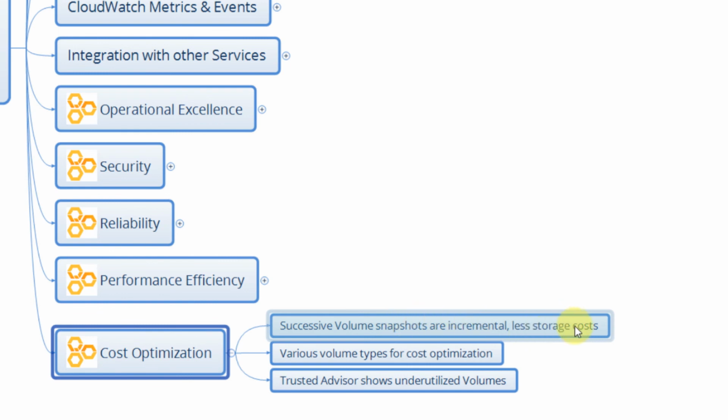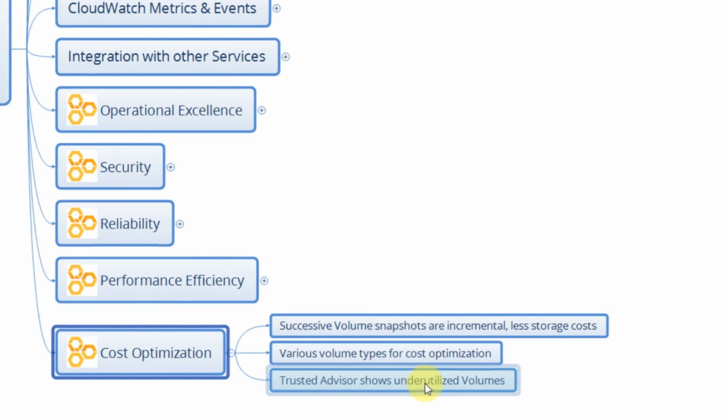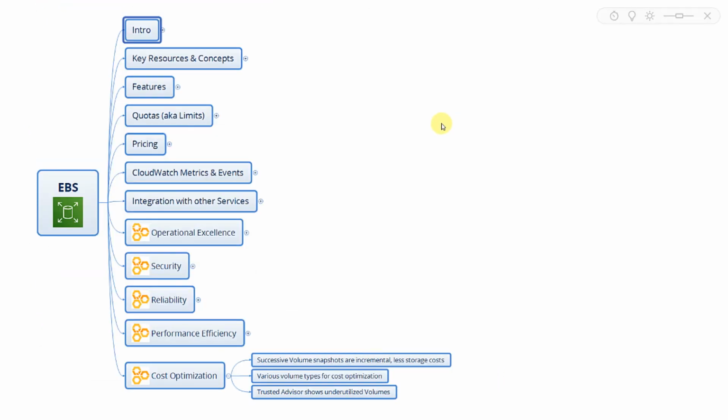Now, in terms of cost optimization, successive volume snapshots are incremental. Therefore, it costs less to store them. And a variety of volume types are provided so that users can optimize their costs based on their requirements. And Trusted Advisor shows underutilized volumes, which can help save costs. This completes the discussion on EBS.